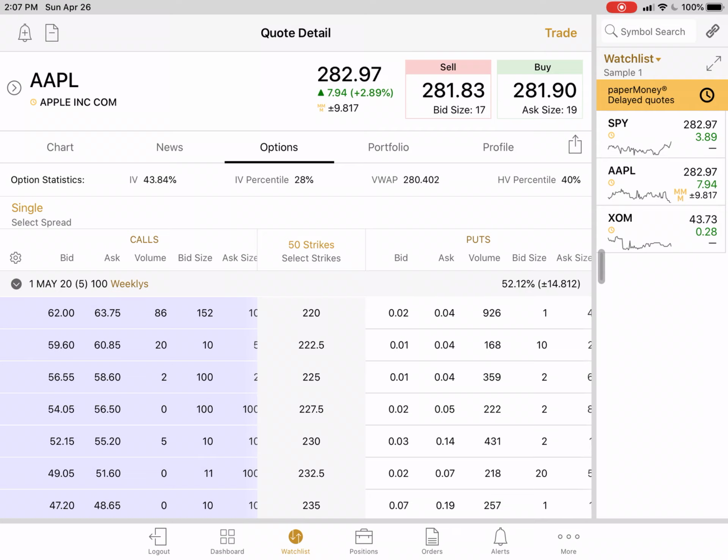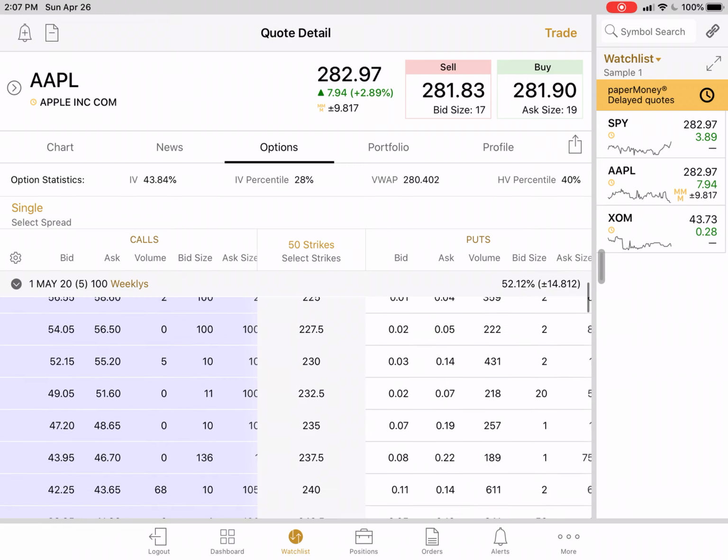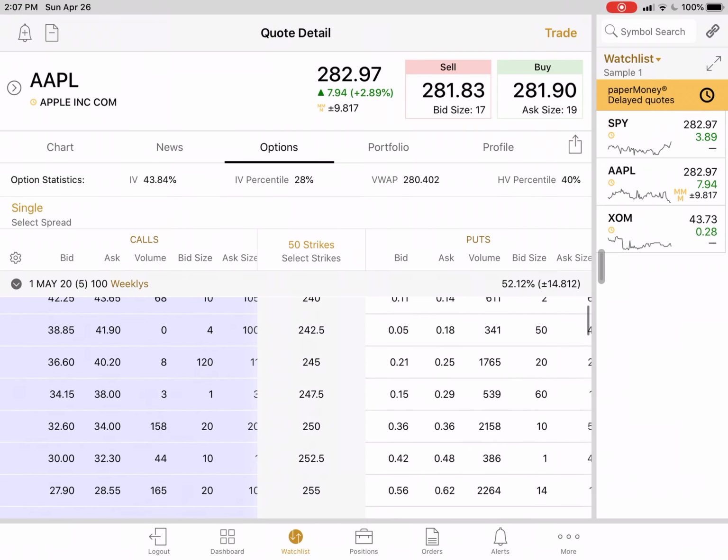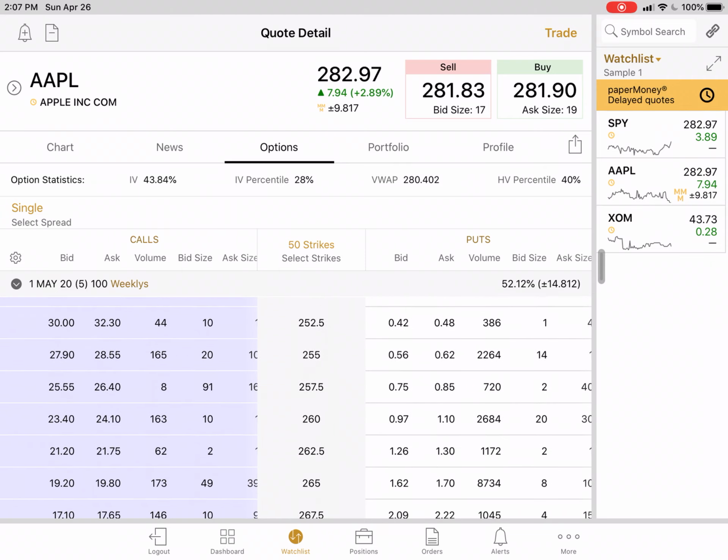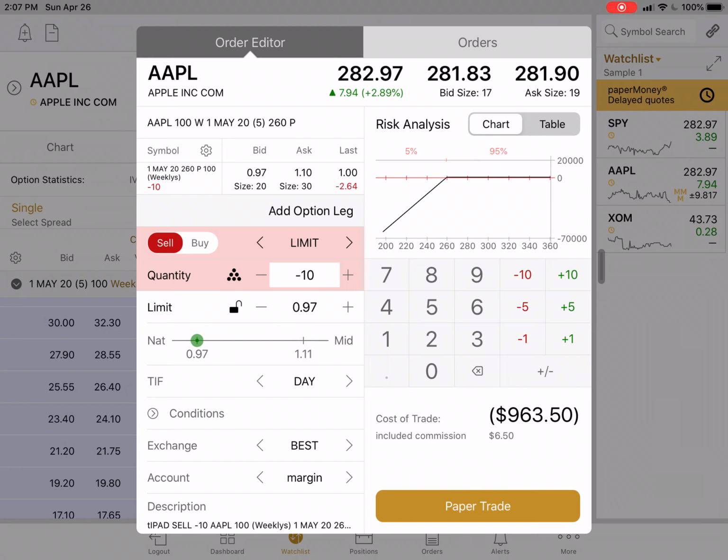So I choose May 1st, and with respect to the example that we've gone through in the online recorded class for this, I'll go with something cheap on the downside. Since this is an Iron Condor, I need a credit put spread and a credit call spread. So let's go with 260 on the downside. I'm going to go with 260, the bid price of 97 cents. I'm going to tap on that one. Now notice I have an order editor now, and there are 10 contracts chosen. I'm going to change that to one contract, and I'm going to tap on add option leg.